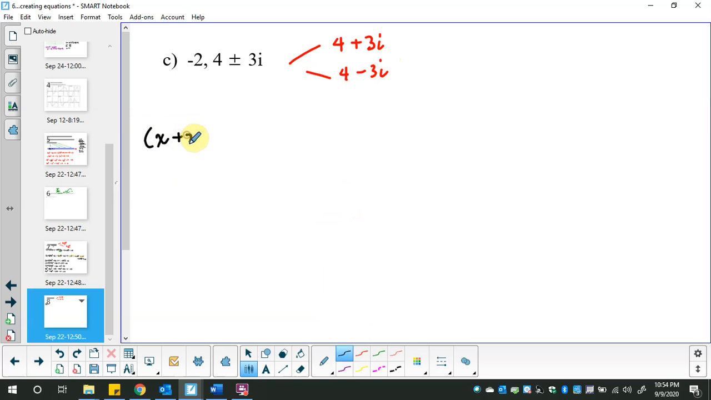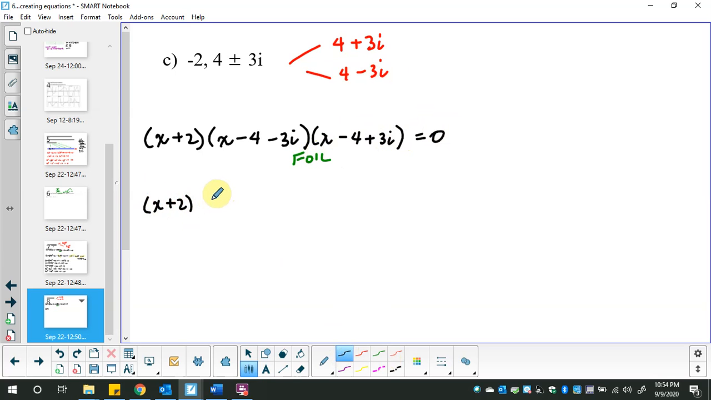So x plus 2, the reverse of this. X minus 4 minus 3i, the reverse of both. X minus 4 plus 3i, minus the reverse of those. And again, FOIL the ugly first. So leave that x plus 2 for later, please. 3 times 3. 9 things arriving here.